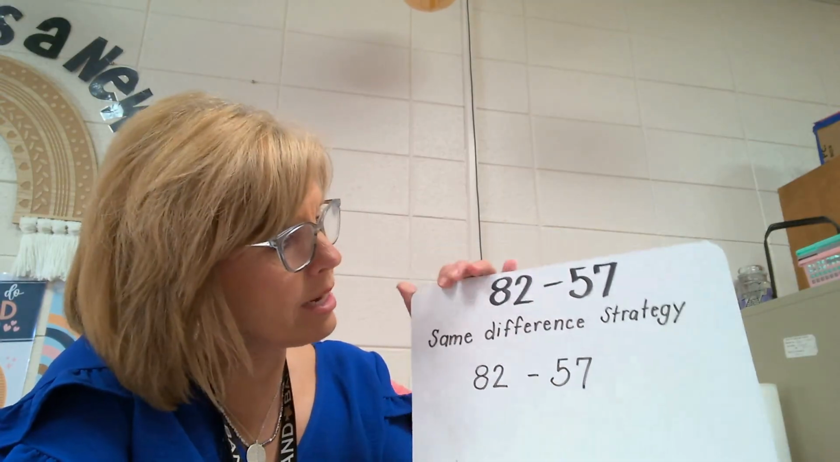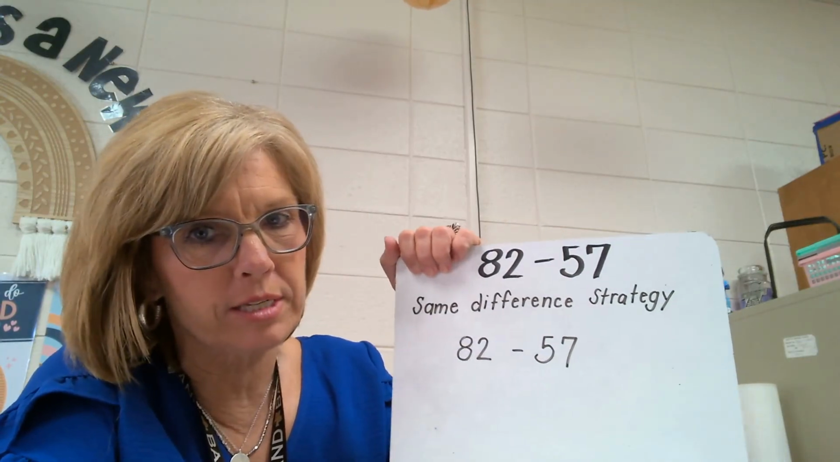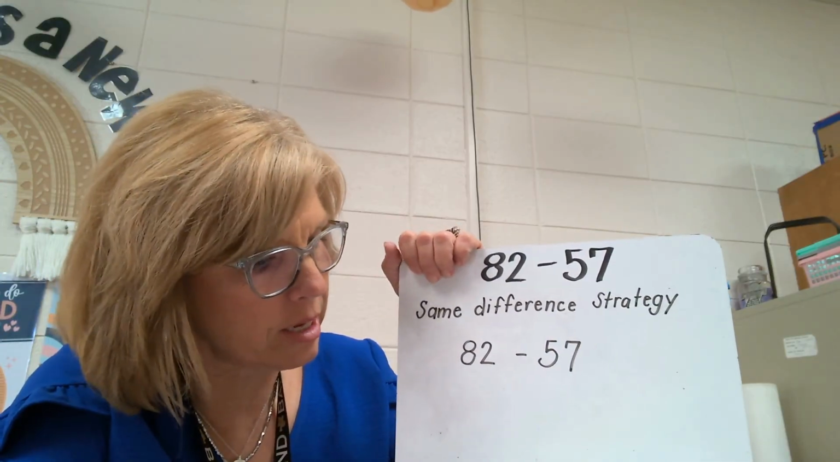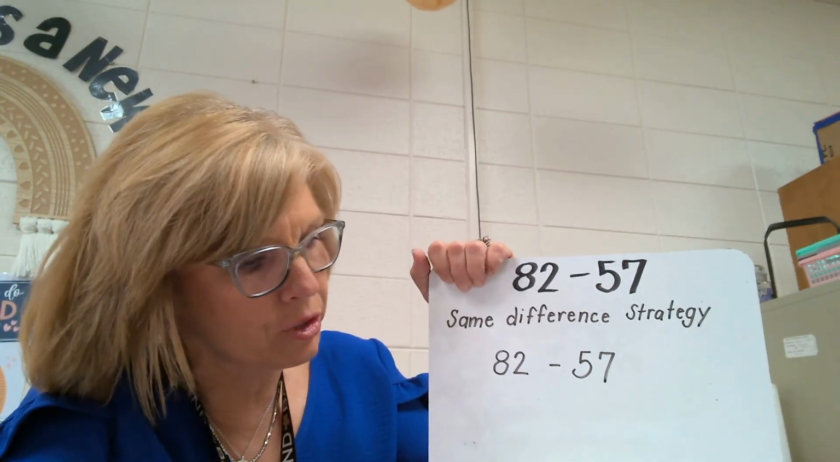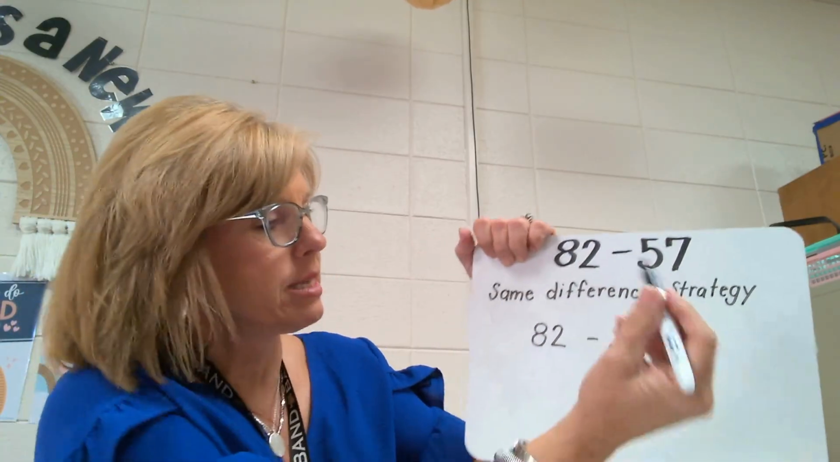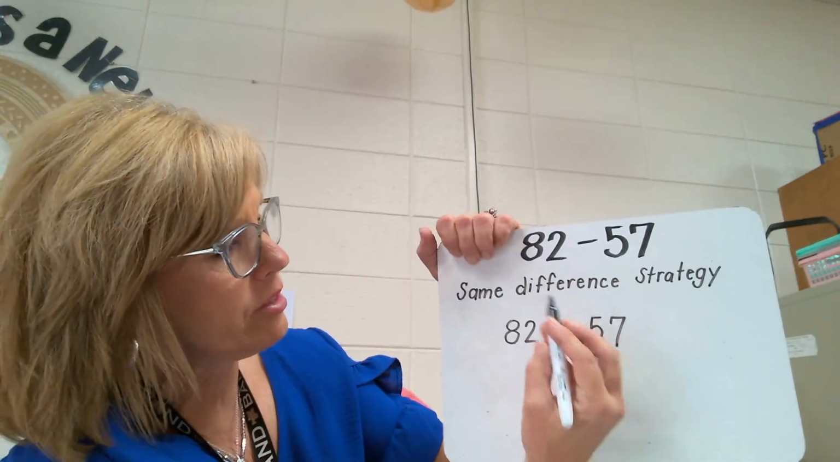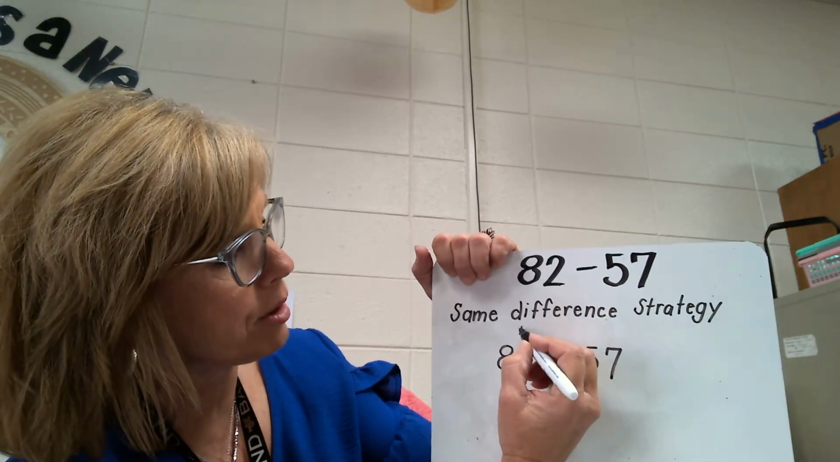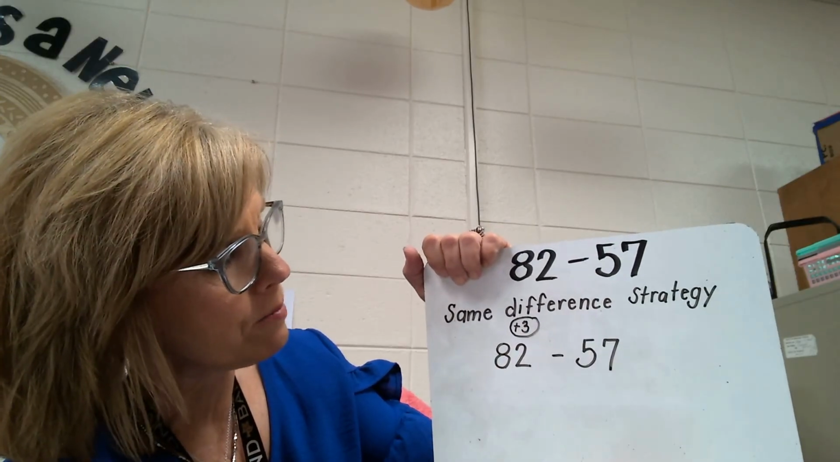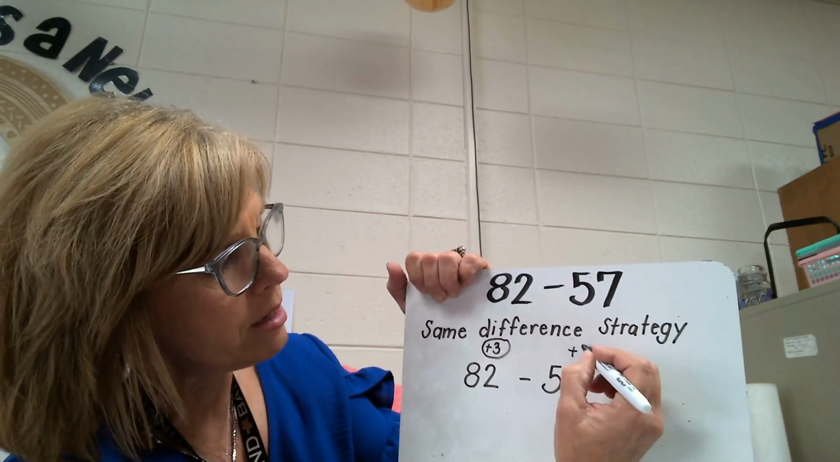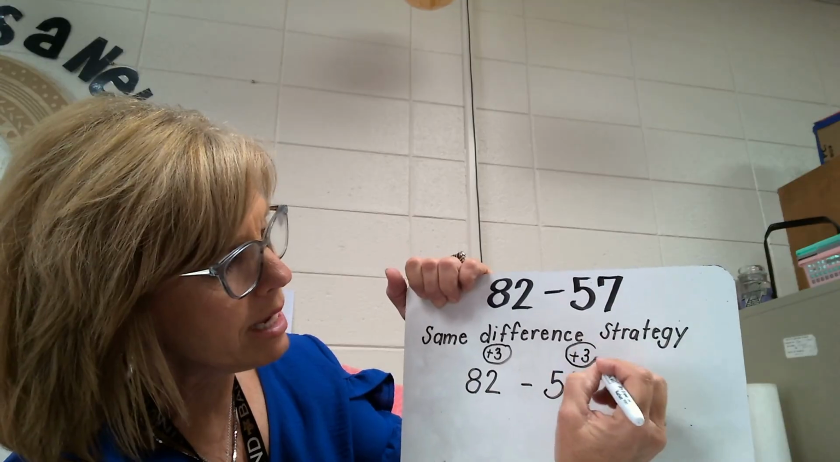Our second strategy that I will model for subtraction is called the same difference strategy. You are still going to add to these numbers to make our subtraction simpler. So I'm going to get this to a nice, easy number by adding 3 to my first number. I'm also going to add 3 to my second number.